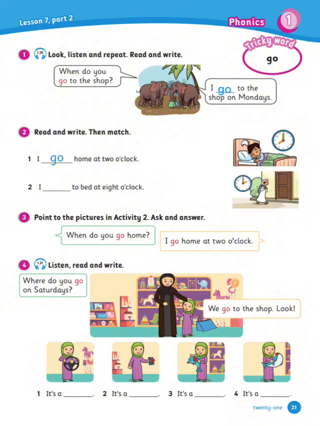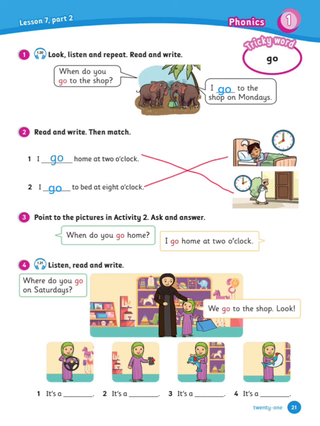Exercise number 2. Read and write, then match. Let's read these sentences and write the missing word. Then let's match the sentences with the pictures. Number 1. I go home at 2 o'clock. Number 2. I go to bed at 8 o'clock.